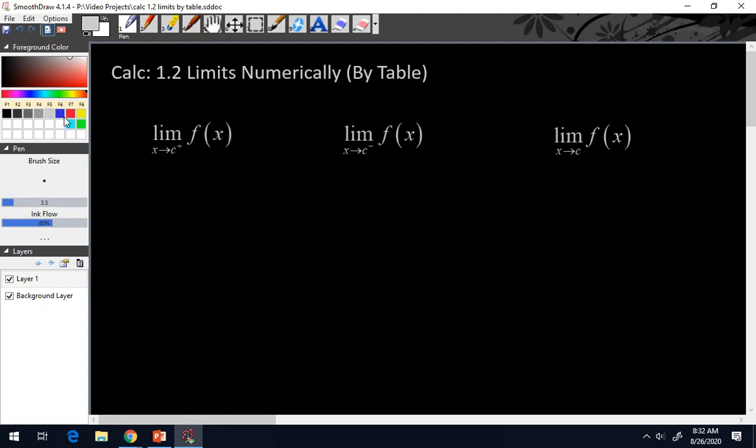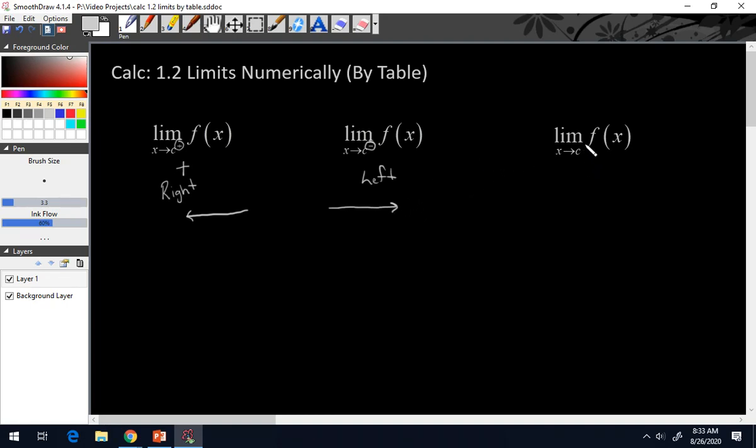So a couple things we want to make sure we remember. I know it's maybe a little bit hard to see right here, but here we have x approaching c with a little plus sign. That means we're only going to look at the y value as we approach x from the right. So from the right side, we're coming in to look at it. And this one right here has a little negative sign. That means we're approaching from the left. So from the left, we're approaching to see what we have.